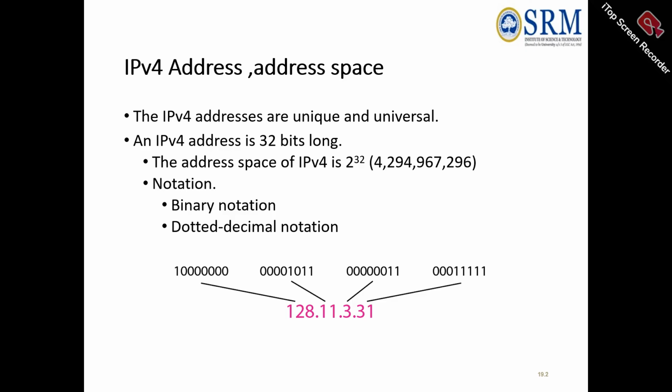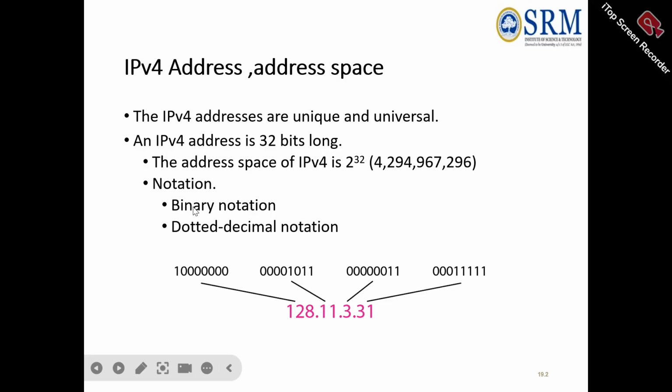The next notations used in IPv4 are binary notation and dotted decimal notation. Binary notation means the address is written using only zeros and ones, so the four octets, 32 bits, are written only in zeros and ones. In dotted decimal notation, the range of each value is 0 to 255.